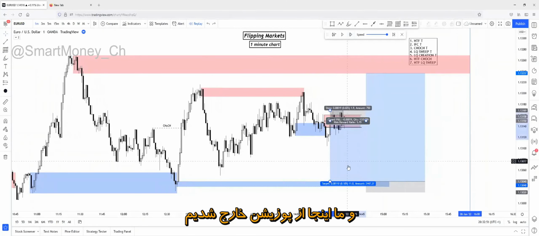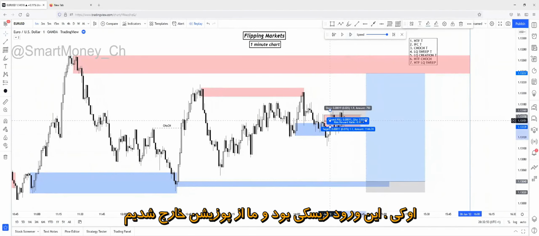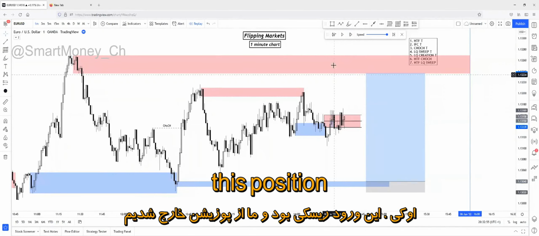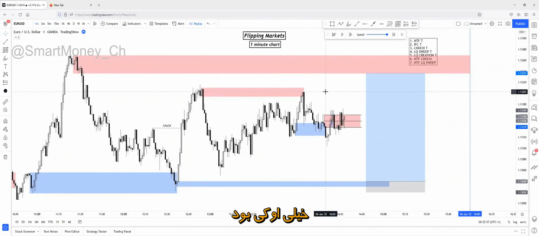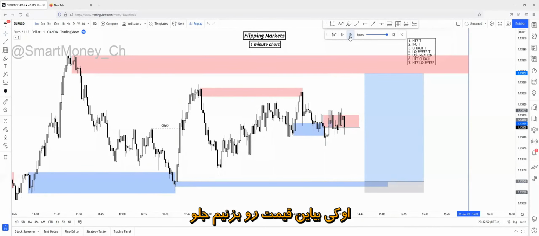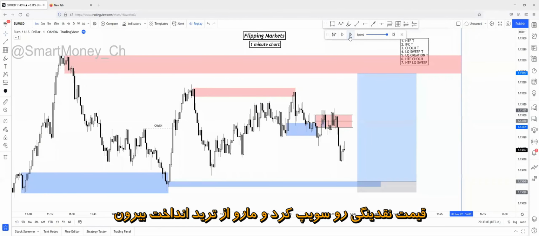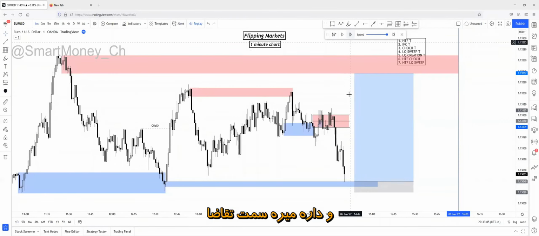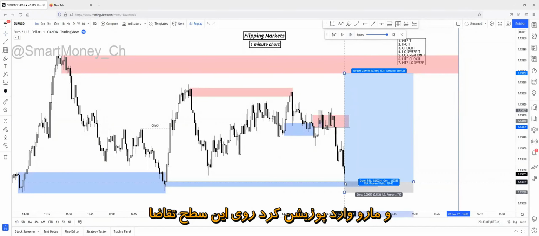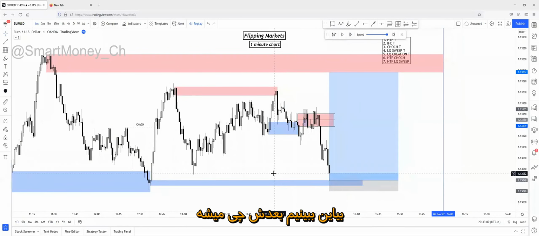Okay. And we are out of the position. Okay, so this was a risk entry. We are out of this position. That's perfectly fine. Okay, let's play price forward. Price swept the liquidity, price swept us out of the trade and heading down to the demand zone. Actually, it tagged us into the demand zone. Let's see what happens next.